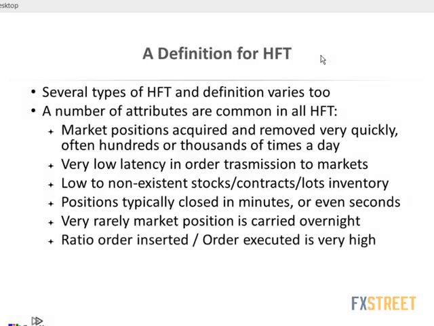One last and very important characteristic is that the ratio between the orders inserted and the orders executed is very high. This can be as high as 10, as high as 100. It means that out of 100 orders inserted in the market, only one is executed, which means that these algorithms get a lot of quotes on demand and quotes on supply, and that's the way they game the system.